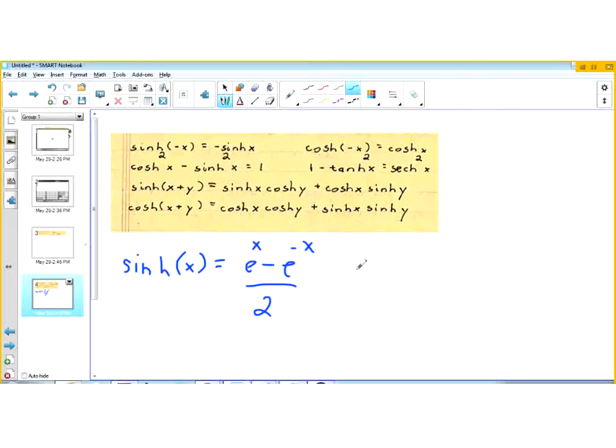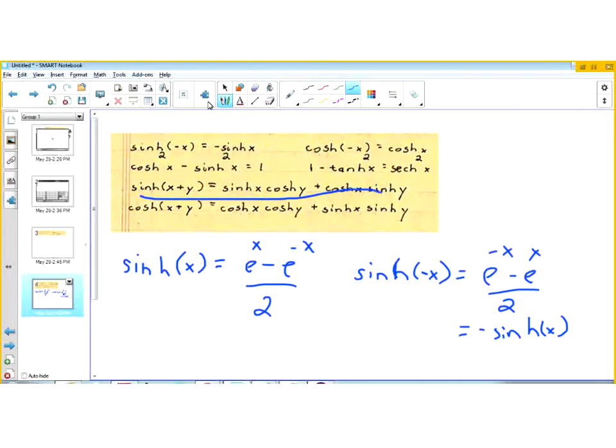So what is the hyperbolic sine of minus x? So sinh of minus x would equal e to the minus x minus e to the x over 2, which is equal to the minus sinh of x. So that was sinh to prove. Okay, so how about we prove the sinh of a sum? Use this right here. Let's work this one.